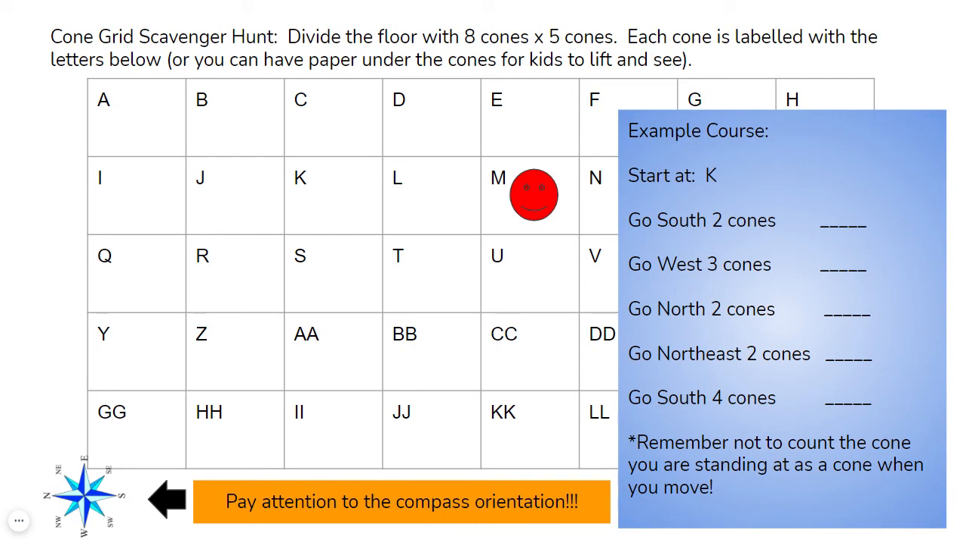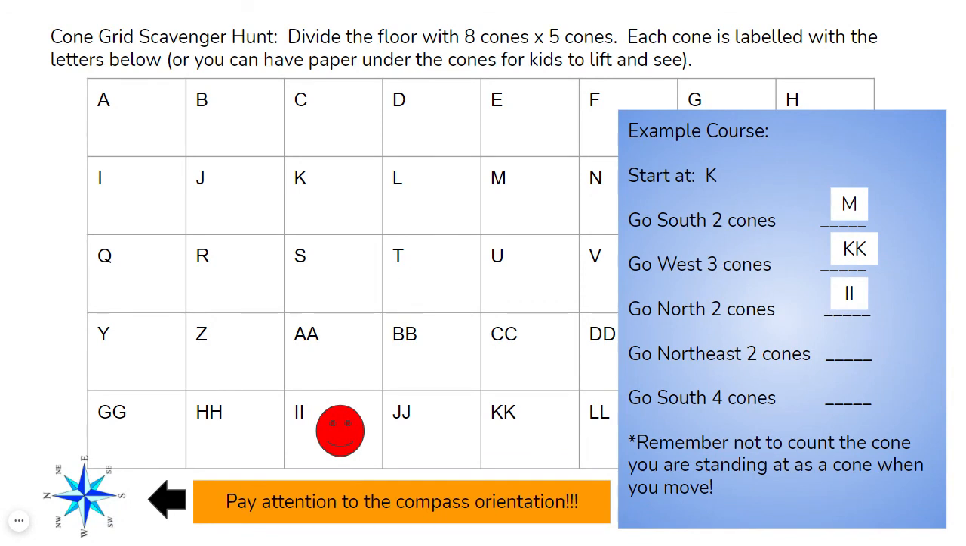The next instruction says go west 3 cones. Well, if I go west 3 cones, I want to go down 3 cones. So I'm going to head down 3 cones to KK, and I'm going to write that in. Now I'm going north 2 cones. North 2 cones would be what direction? That's right, left, because north is left on this map. So I go 2 cones left, and I end up at II.